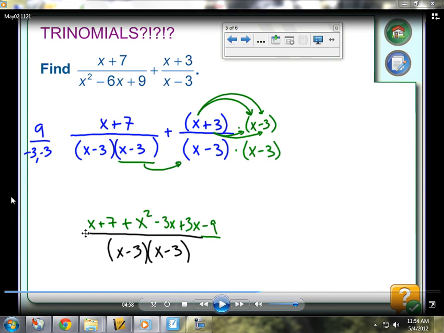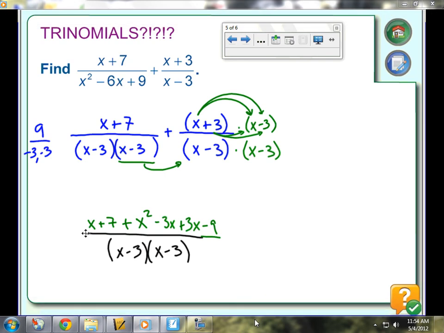So now, really, our only step is to combine our like terms on the top. So what are we going to combine up here? I'm going to rewrite this over my x minus 3 times x minus 3. We're really not going to FOIL the bottom. That's fine. We can leave it just like that. We're really just concerned with the top.